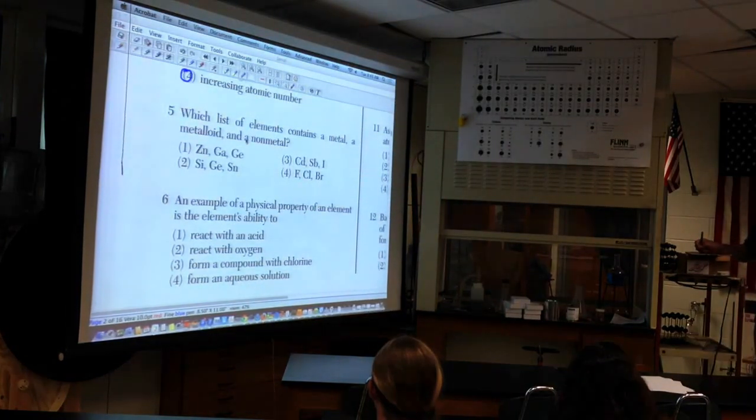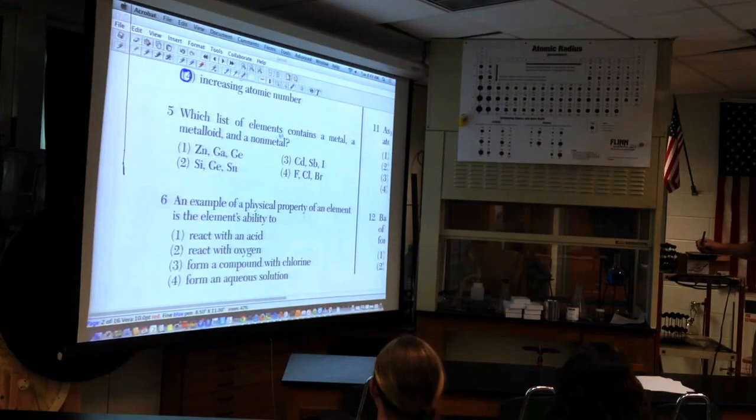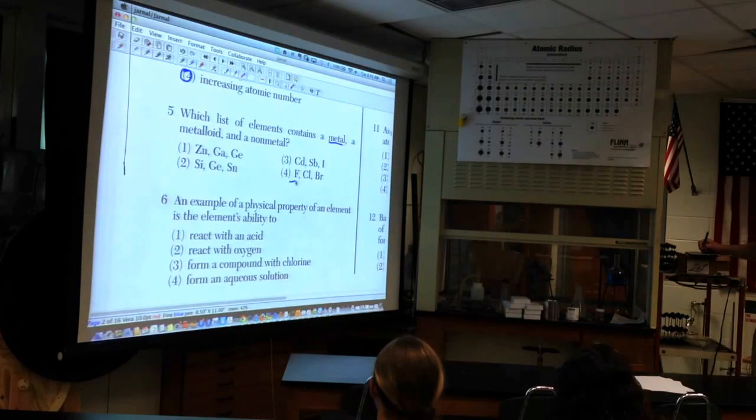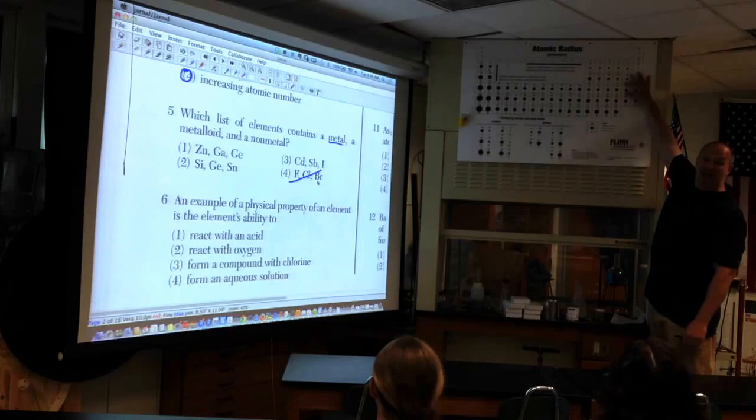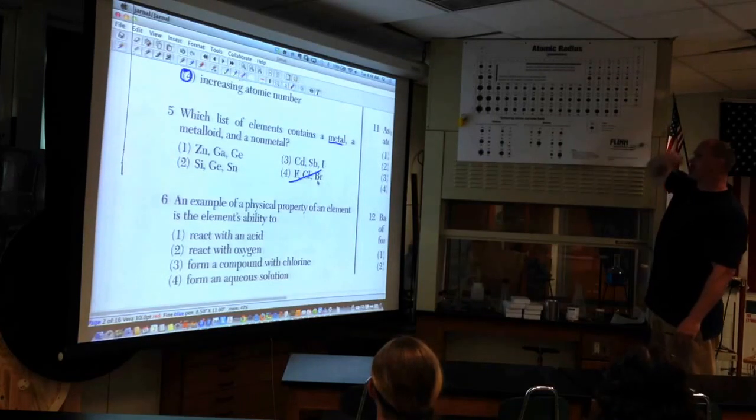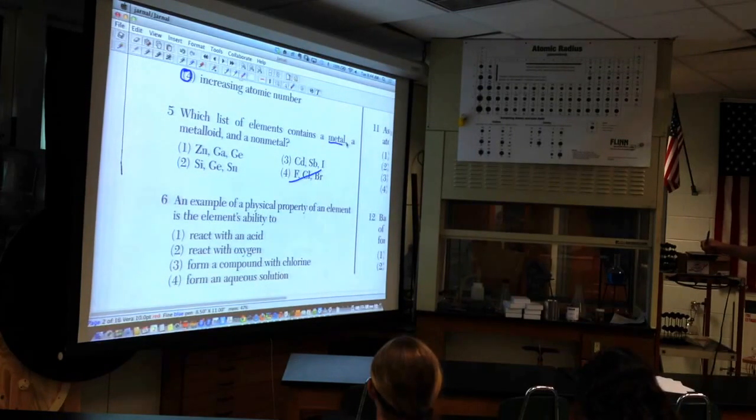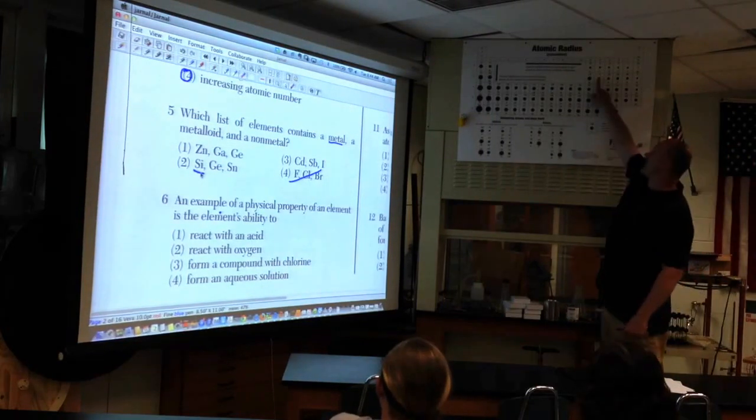Okay, so which line is a metal, metalloid, and a nonmetal? I want to be careful. They want it in this order. So metal. I'm going to get rid of choice 4, because that's fluorine, chlorine, bromine, the halogens, which are the most reactive nonmetals. They're above the staircase. I'm going to get rid of choice 2, because silicon is a metalloid. It's on that staircase.